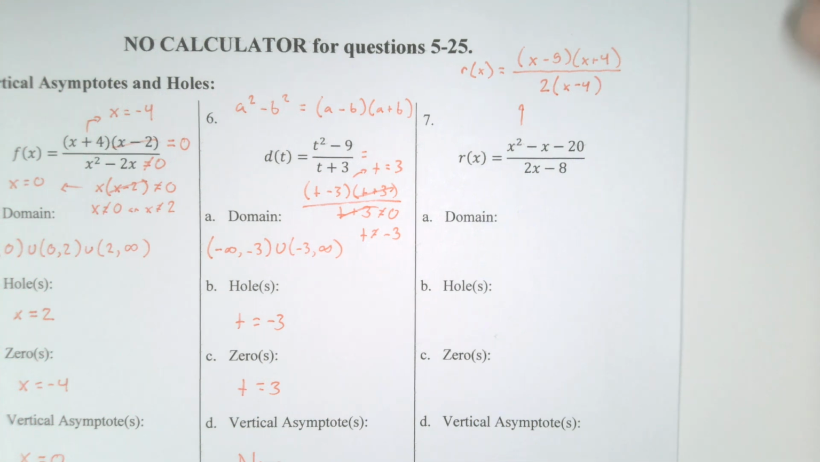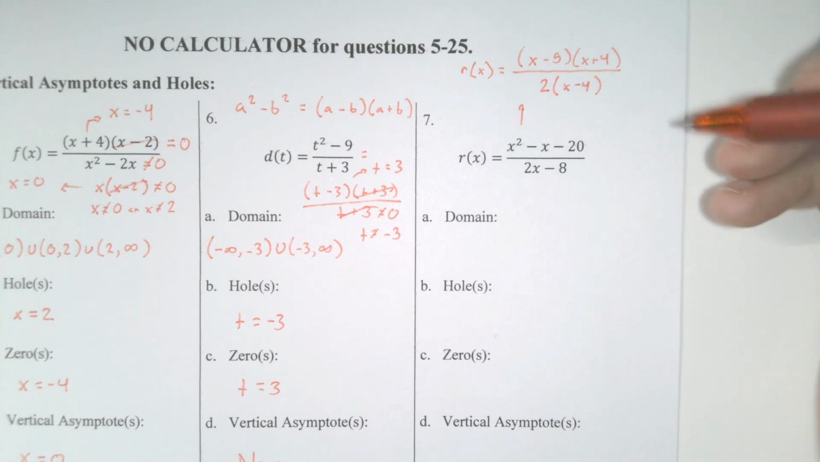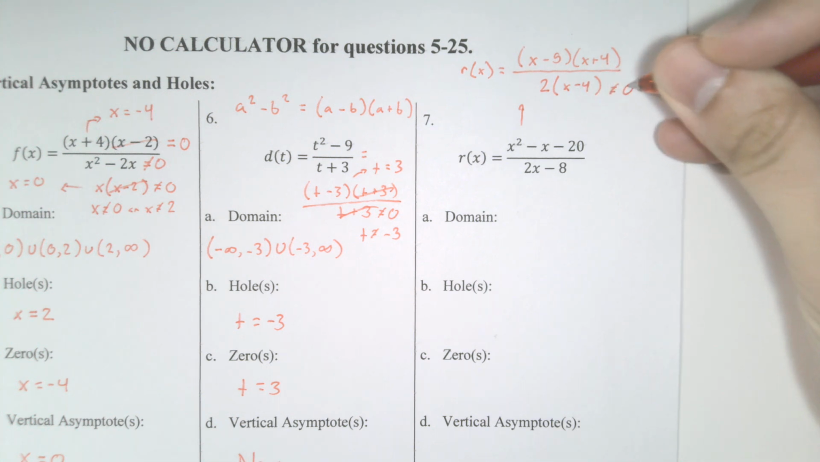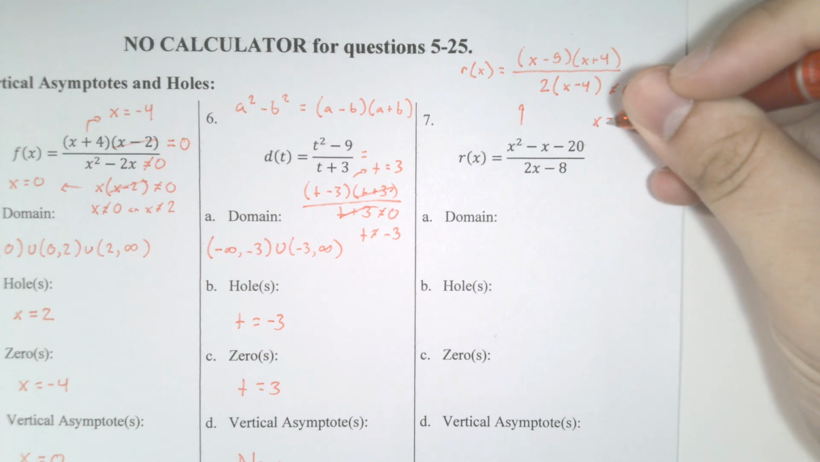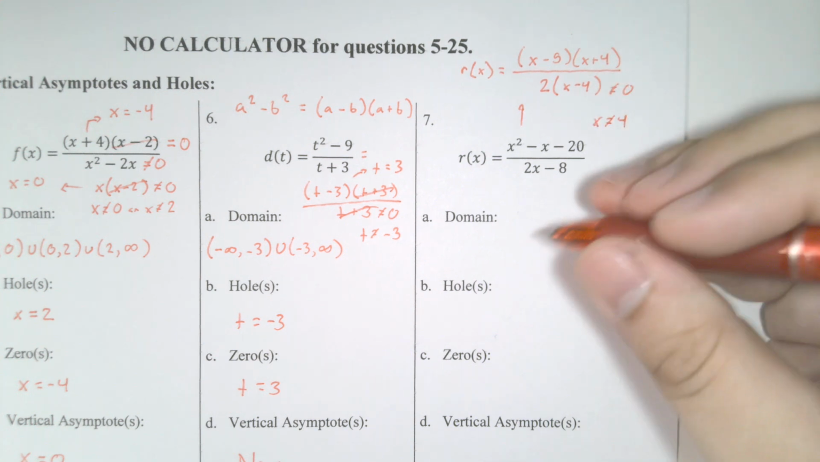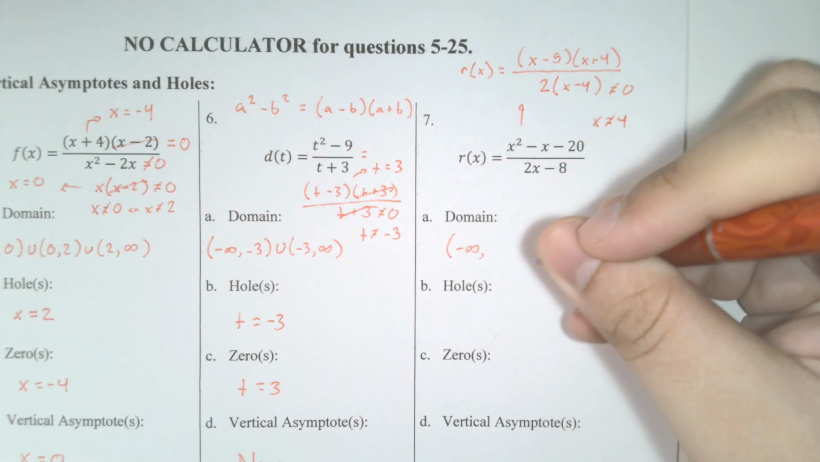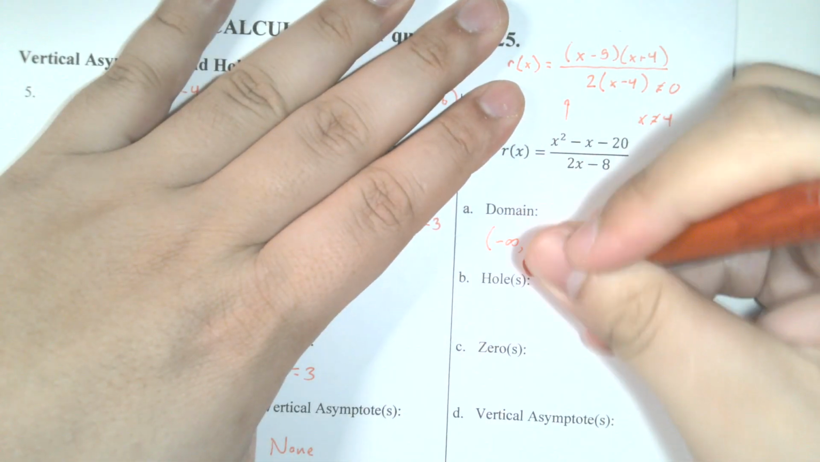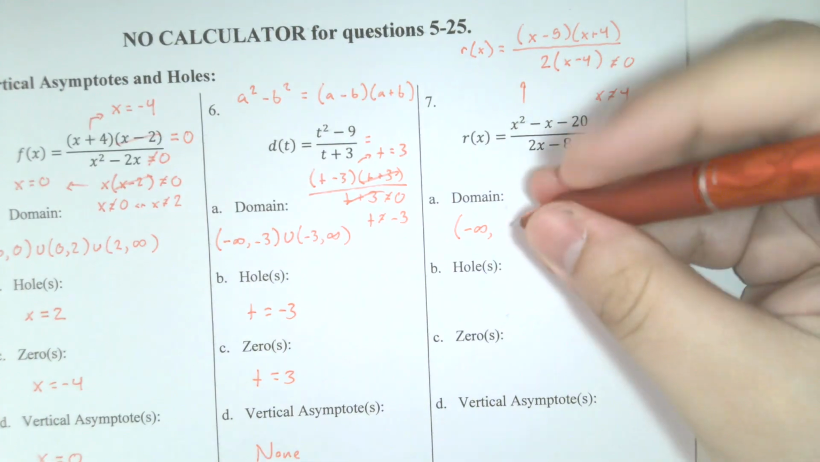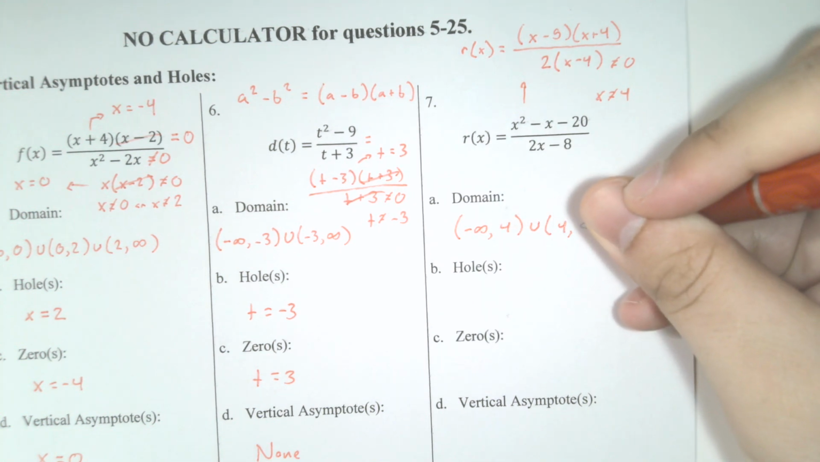All right, so with the domain, remember, we just have to figure out where this can't be equal to 0. And we see that x cannot be equal to positive 4. So for our domain, we have from negative infinity to positive 4, union 4 to positive infinity.